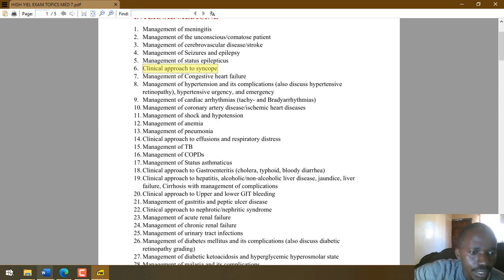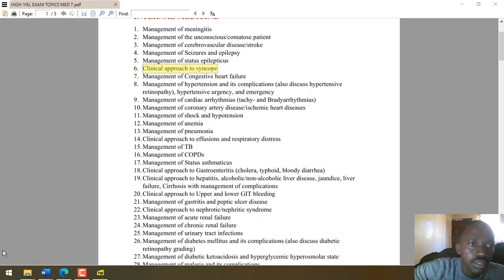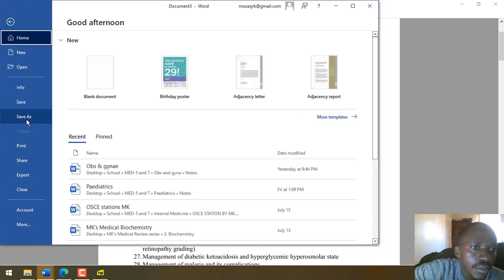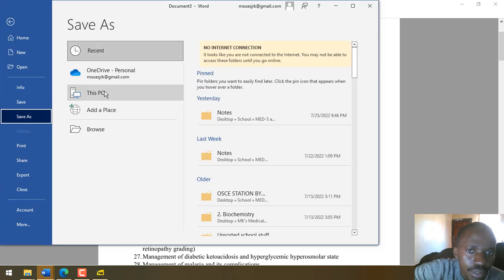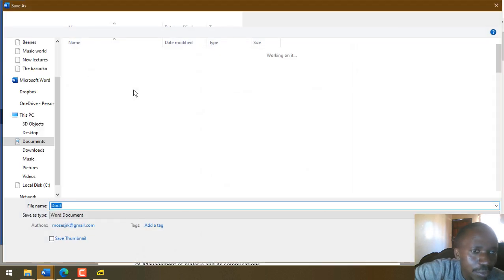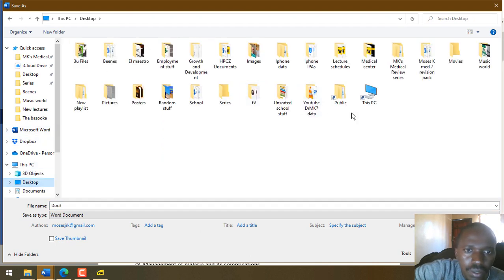So first things first, let's open up our Word document. So Microsoft Word, and we create a new document, and we shall call it syncope. And I think we'll save it to our study notes. So usually I like to put my notes in random stuff. Like I have so many weird folders on my PC. So let's go here.